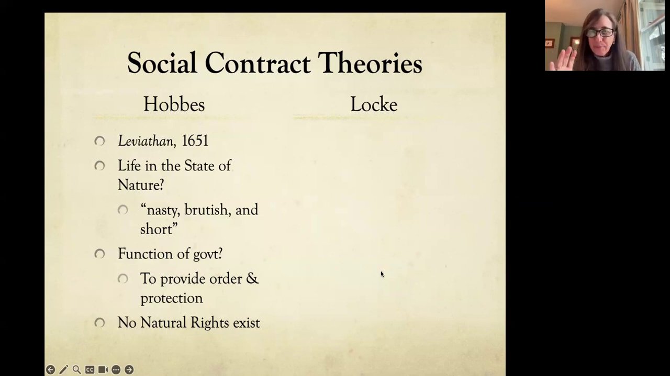Do you see his point? You don't have to agree with him. And the American founding fathers do not agree with him. But he's a really important thinker, one of the foundational architects, right, of thinking about social contract theory.